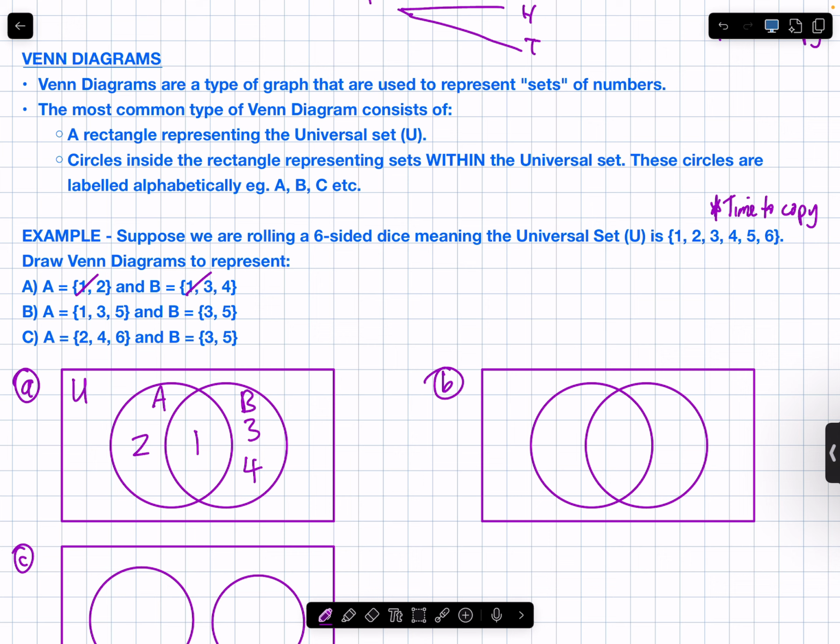Don't forget, there's the universal set. My whole set of data includes 1, 2, 3, 4, 5, and 6. So where would 5 and 6 go? Would they go in any of the circles? They just go in the rectangle, yeah. I don't care where you position the numbers, they just have to go in the right place.